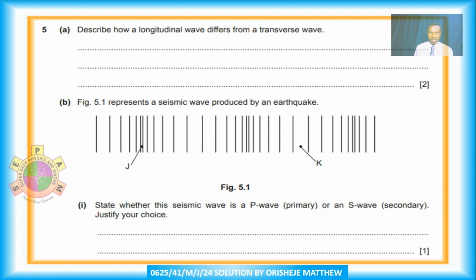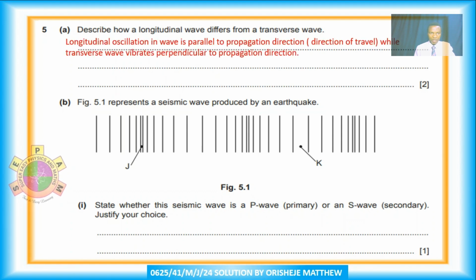Describe how a longitudinal wave differs from a transverse wave. So what we're interested in is the differences between longitudinal wave and transverse wave. What are the major differences? Longitudinal wave oscillates parallel to the direction of propagation of the wave, while in a transverse wave, the oscillation of the particles of the medium is perpendicular to the direction of wave propagation.